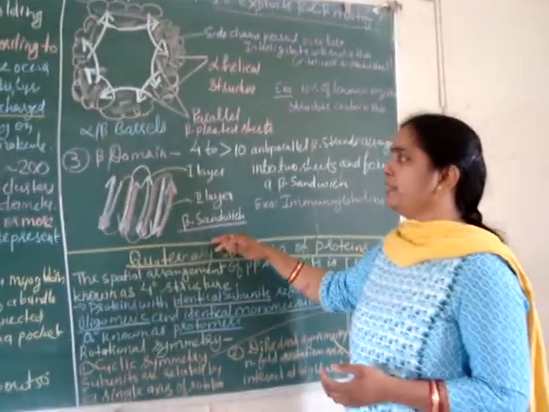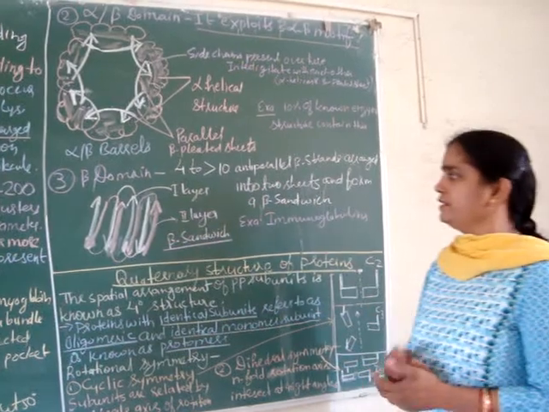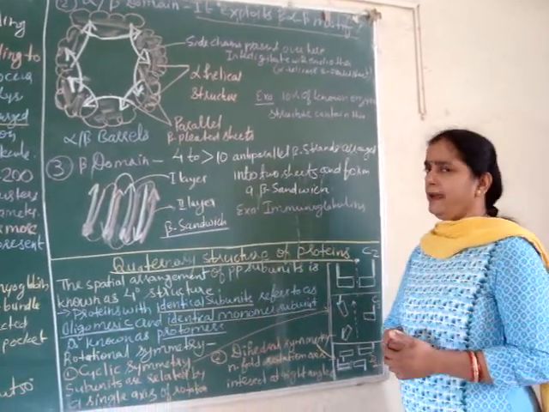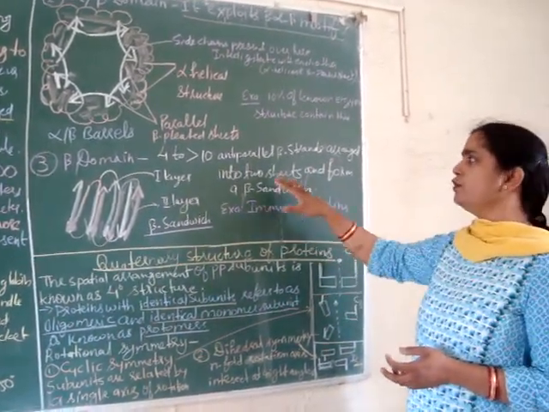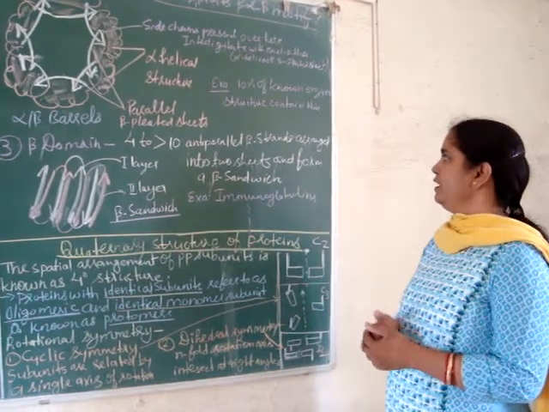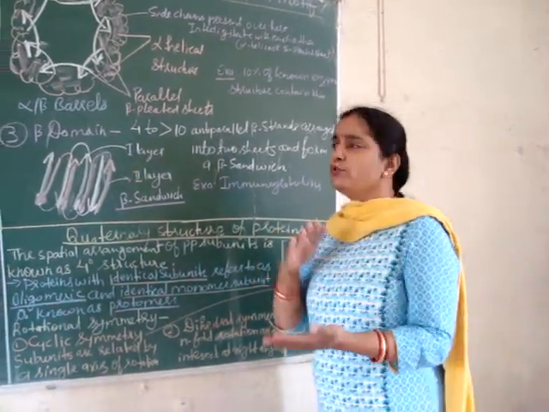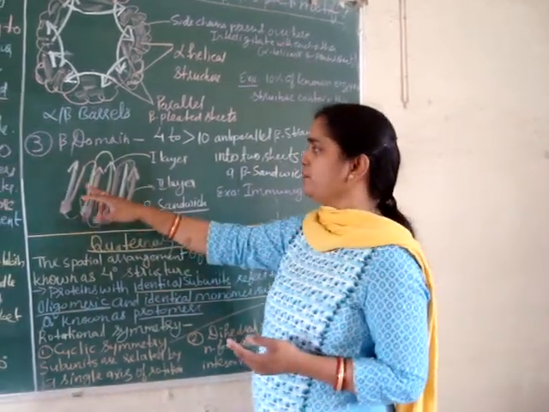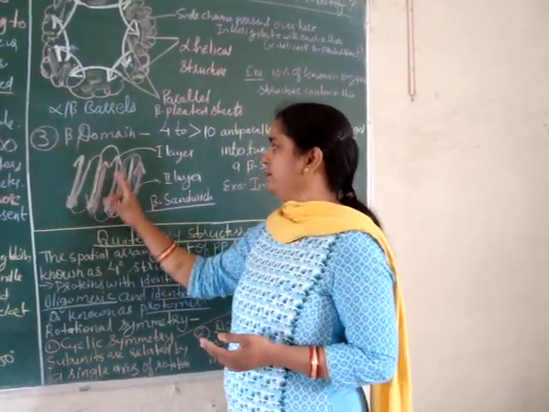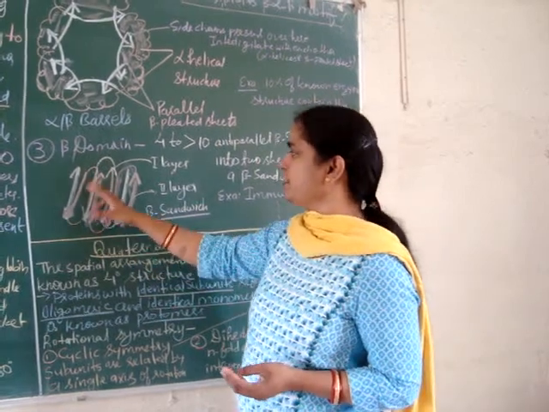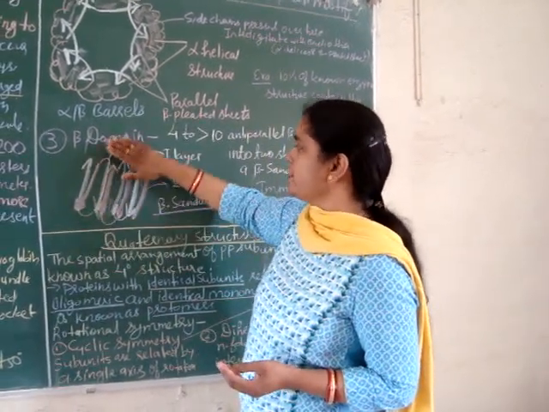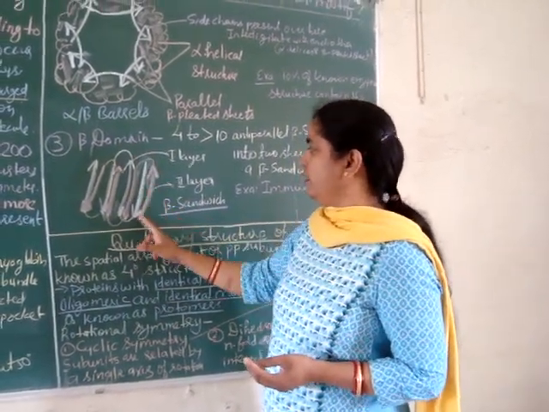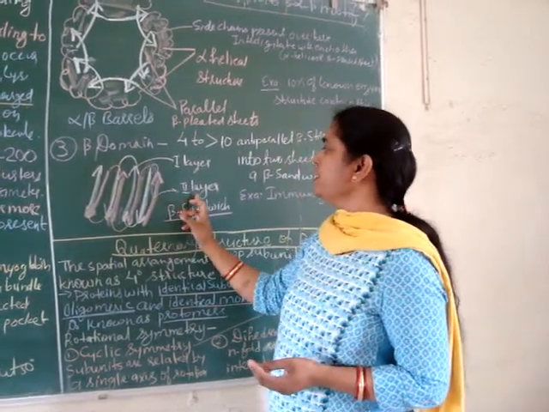Then the third domain is beta domain, which exploits beta motif, and in this structure 4 to 10 antiparallel beta strands are arranged into 2 sheets or layers and form a beta sandwich. You can see here, suppose these white ones are antiparallel beta sheets and form the first layer, and the peach colored ones form the second layer.